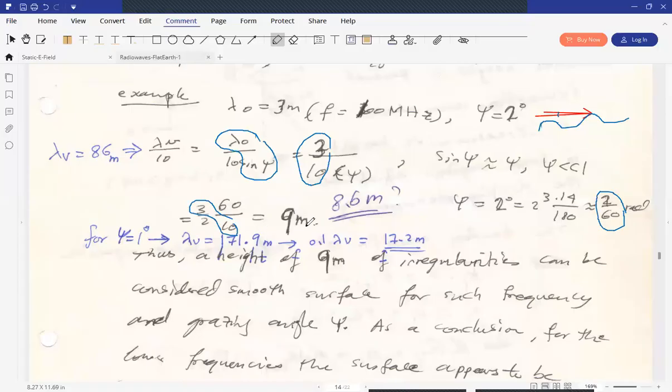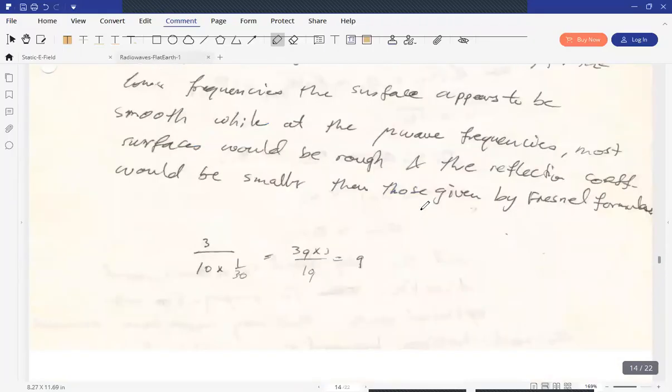So this means that at 100 megahertz, if the variation in the surface of the earth is up to 9 meters, the wave sees the earth as if it is smooth. If the variation is greater than 9 meters, the wave sees a rough earth surface. If the vertical variation here, delta Z, is less than 9 meters, the wave sees a smooth earth. That's the whole story.